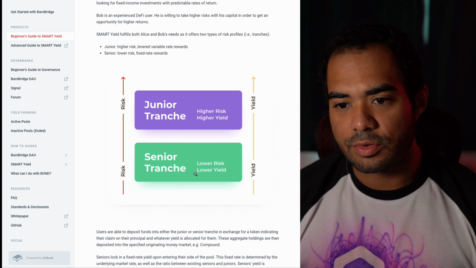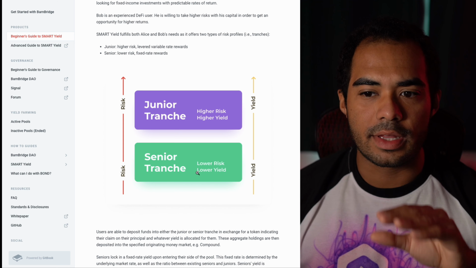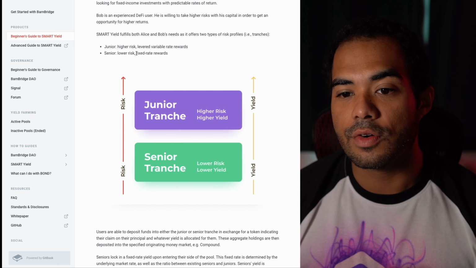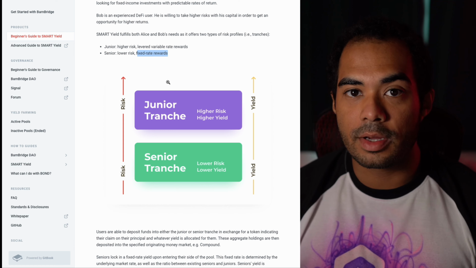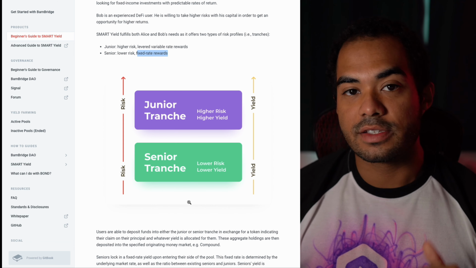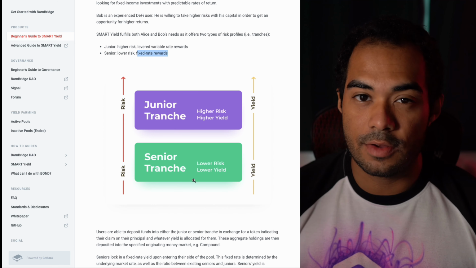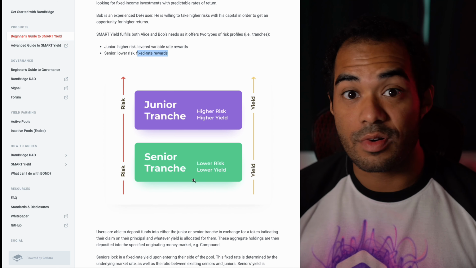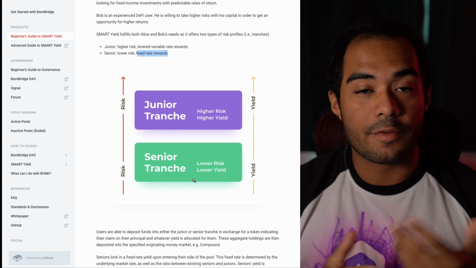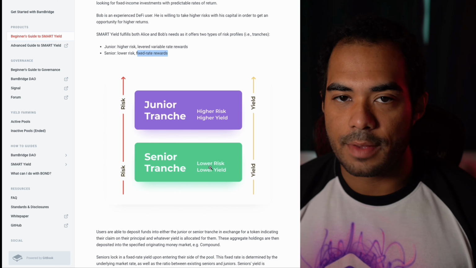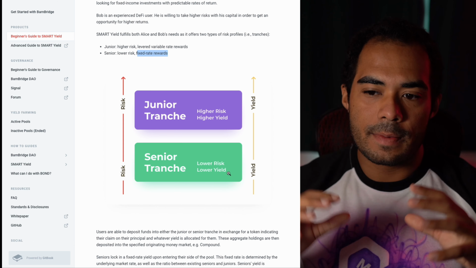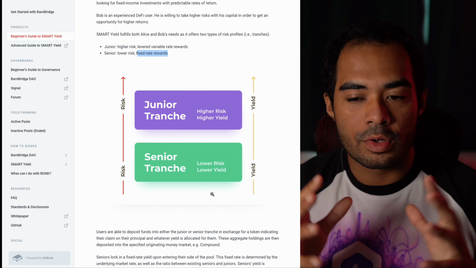Then, of course, you have the senior tranche, which is lower risk. So the actual APR, I think they advertise it as fixed. So going into a senior tranche, you're pretty much guaranteeing yourself a fixed APR that's not going to move, which is really not found anywhere in DeFi, to be honest with you. But of course, you're going to get a low reward because the fixed APR is going to be a lot lower. And that's what I think is pretty cool.